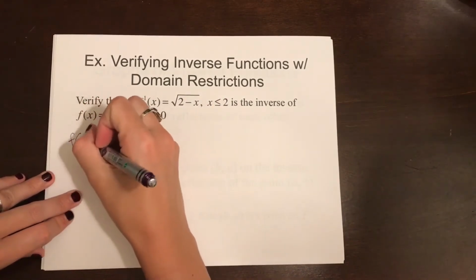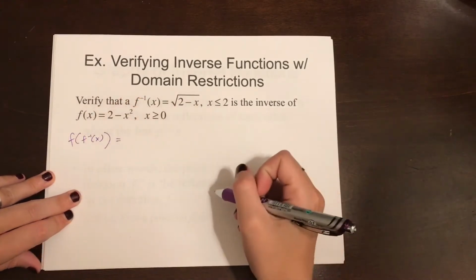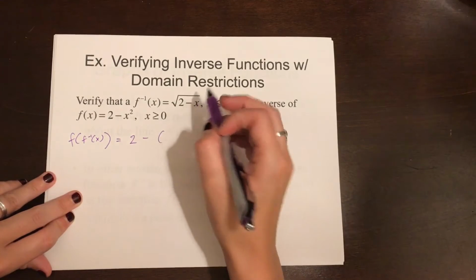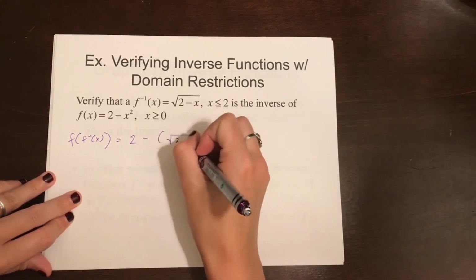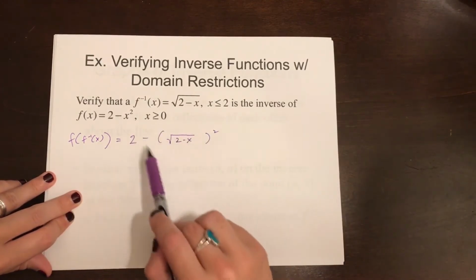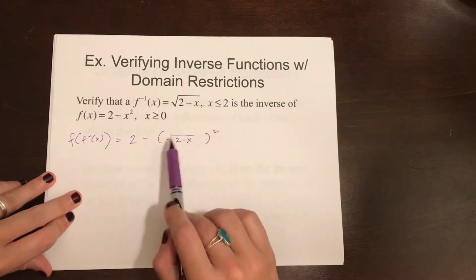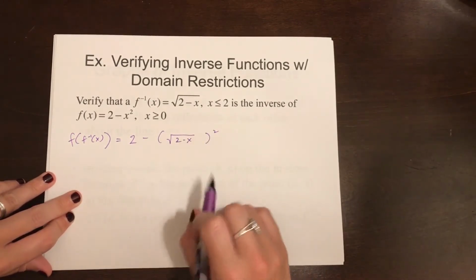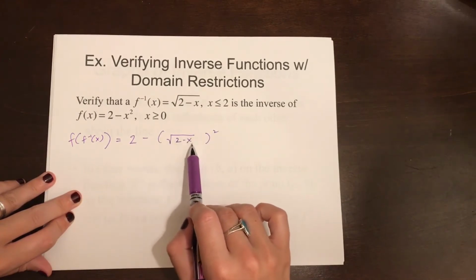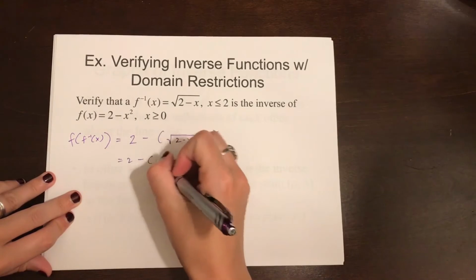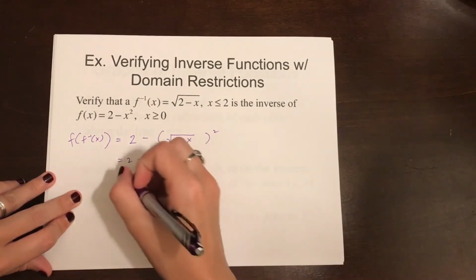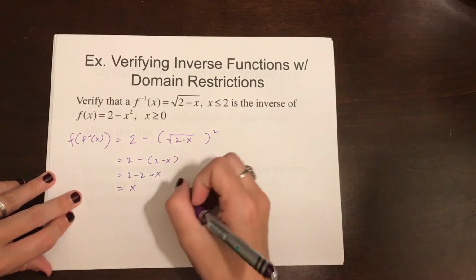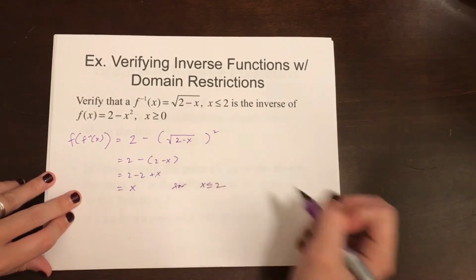So let's do f composed with f inverse again first. Okay, so 2 minus, f being our outside function, we're going to substitute in f inverse. So this needs to simplify down to be equal to x for the domain of the inside function. So for x less than or equal to 2, this needs to simplify down to x. So let's look at this. The square root of 2 minus x squared will just be 2 minus x, and I use the parentheses because now I need to distribute that negative. And we get equals x, and this is true for x less than or equal to 2.